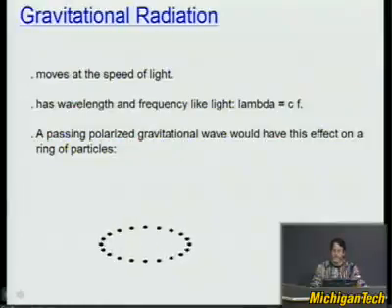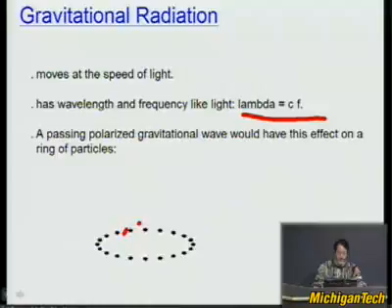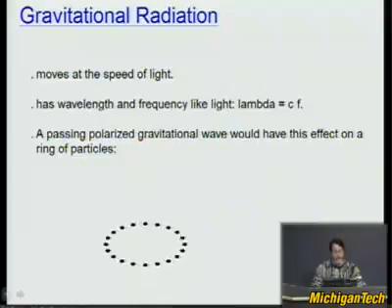So gravitational radiation is a lot like regular radiation, it moves at the speed of light. So it has wavelength and frequency like light. Lambda is equal to speed of light, c, times frequency, f. Now, a passing polarized gravitational wave would have this effect on a ring of particles. So you have these particles all around in a circle, and the wave passes, and it causes a flattening back and forth.